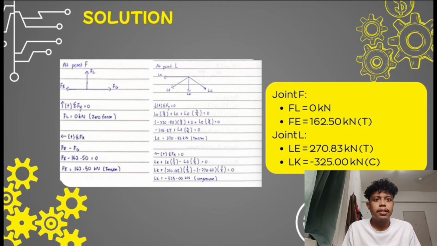Lk plus Le times 3/5 minus Lg times 3/5 equals 0. Lk plus 270.83 times 3/5 minus negative 270.83 times 3/5 equals 0. And the final answer is Lk equals negative 325.00 kN, which means it is compression.